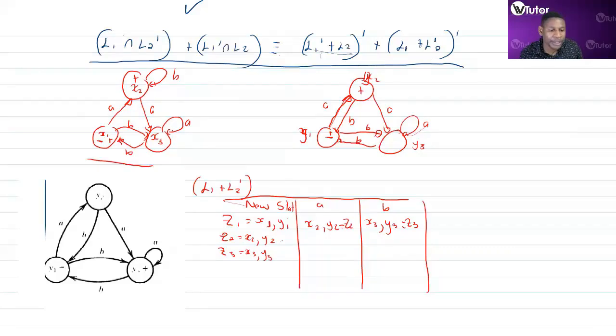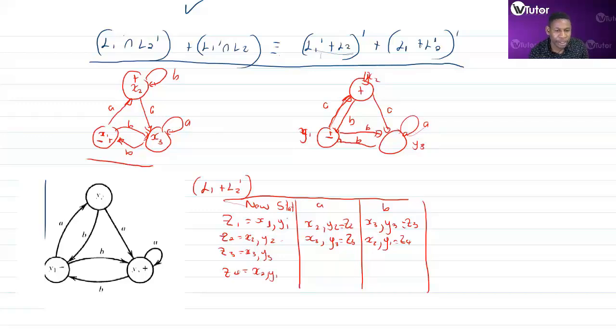And then Z2, X2 and you encounter an A, you go to X3. Y2 and you encounter an A, you go to Y3. So this will be Z4. So Z4 is... okay. Let's see. With an A, you go to Y3. So you go to Z3, not Z4. So X3, Y3, you go to Z3. And then if you're in X2 and you encounter B, you stay in X2. If you are in Y2 and you encounter B, you go to Y1, and this is Z4. So Z4 is equal to X2, Y1.